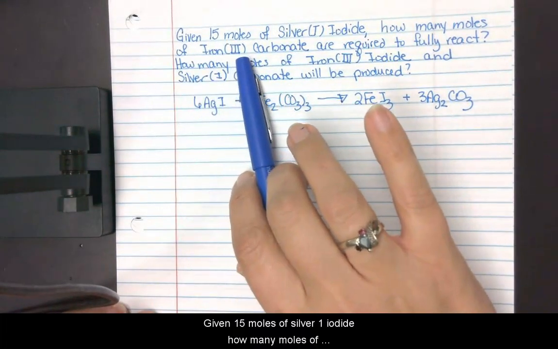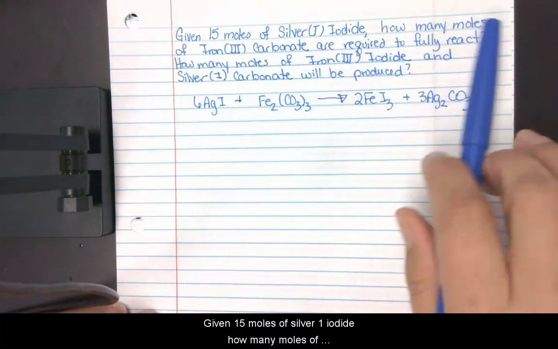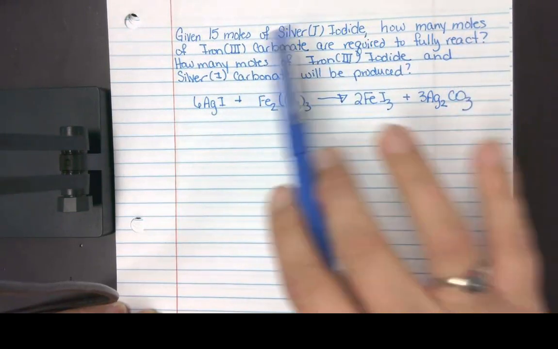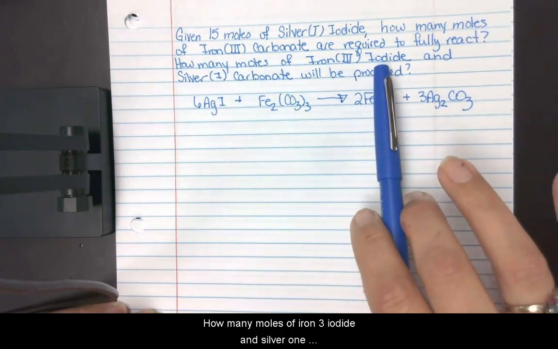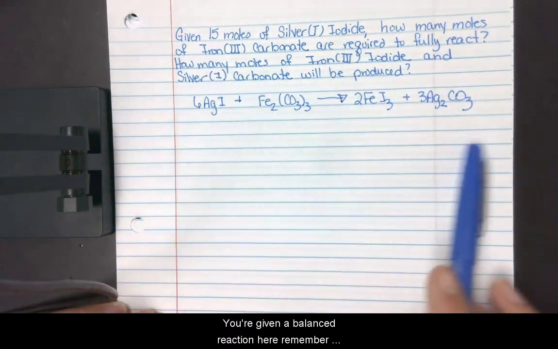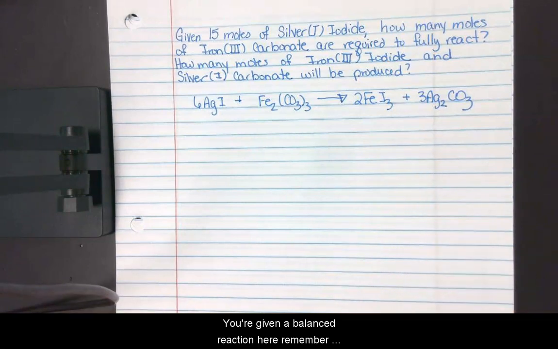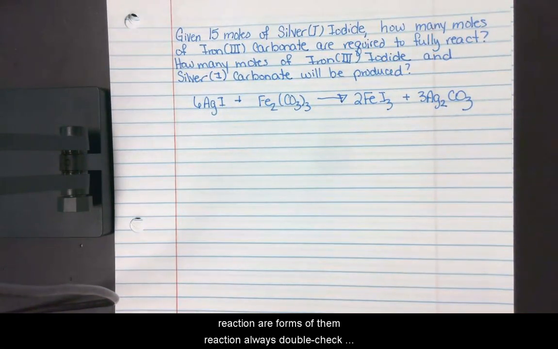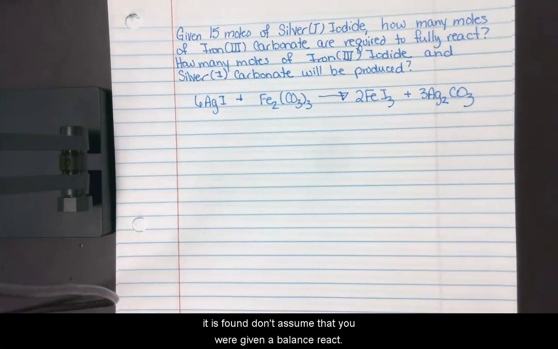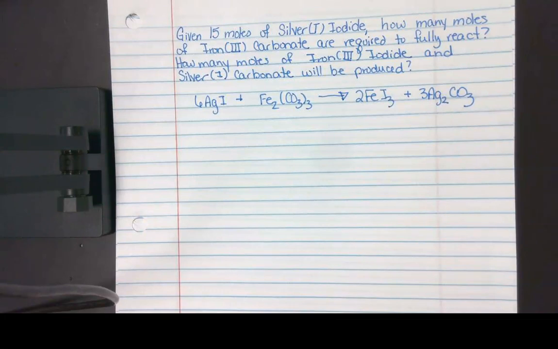Given 15 moles of silver 1 iodide, how many moles of iron 3 carbonate are required to fully react? How many moles of iron 3 iodide and silver 1 carbonate will be produced? You're given a balanced reaction here. Remember, you're going to be given some form of balanced reaction or some form of reaction. Always double check that it's balanced. Don't assume that you were given a balanced reaction.